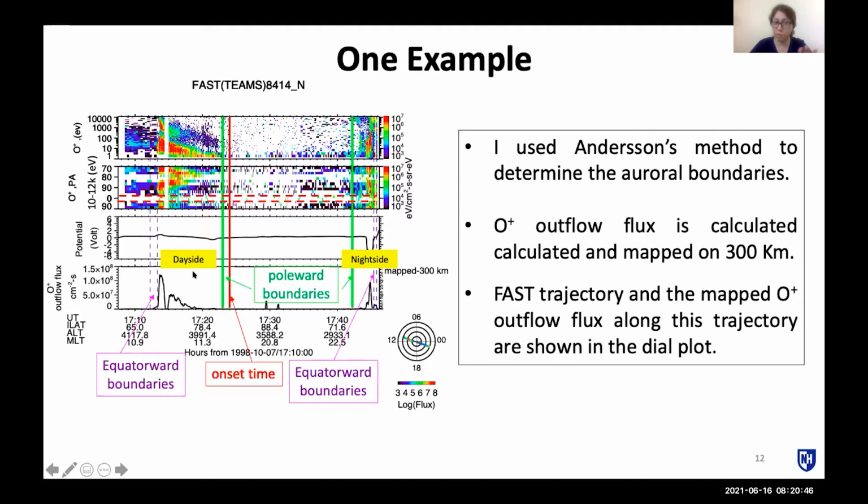So for this orbit, the day side auroral region is before injection time, and the night side auroral region is after onset time. Also, in the bottom plot, I showed the mapped oxygen outflow flux over 300 kilometers. In the dial plot, I showed the FAST trajectory, and this mapped oxygen outflow flux is shown with colors along the FAST trajectory.